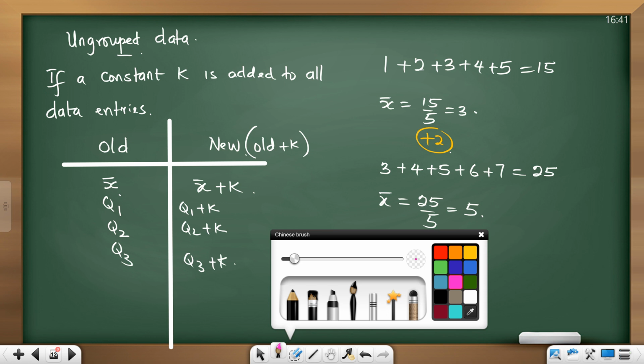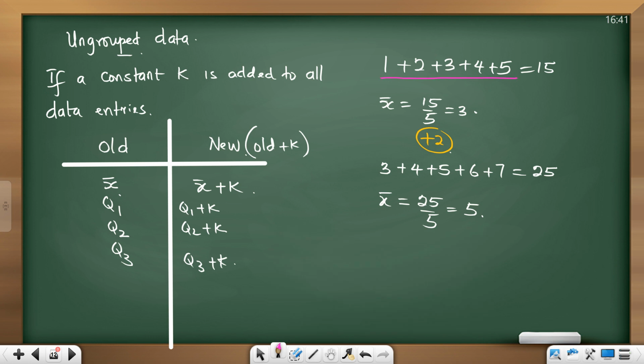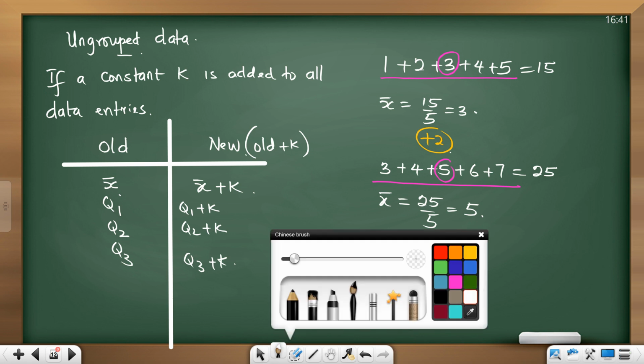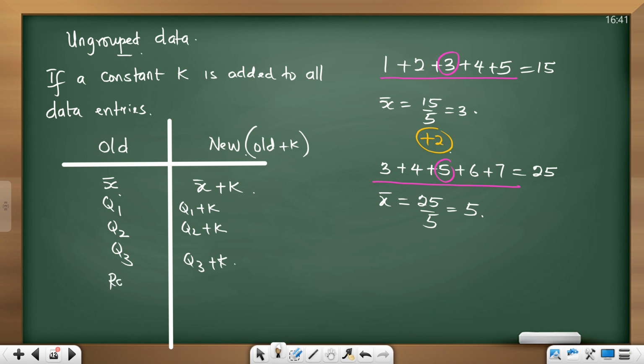Let's see. What is the median here? 3. What is the median here? 5. Do you see it has increased by 2? You don't need to recalculate. The ones that will remain the same are these. Your range will remain the same in both of them. What is 5 minus 1? 4. What is 7 minus 3? 4. It will remain the same.